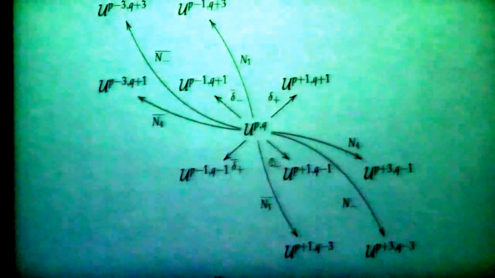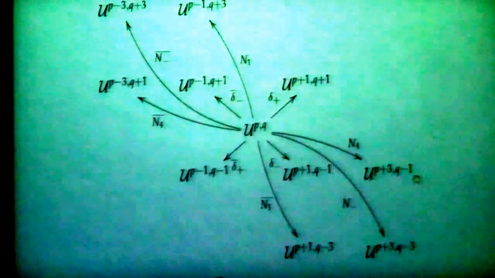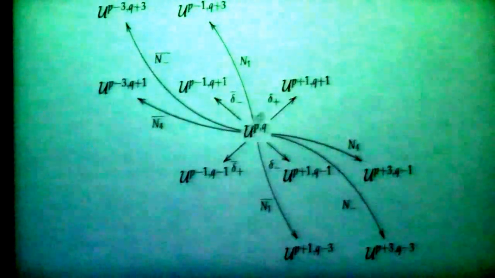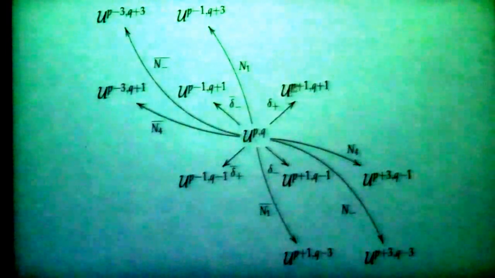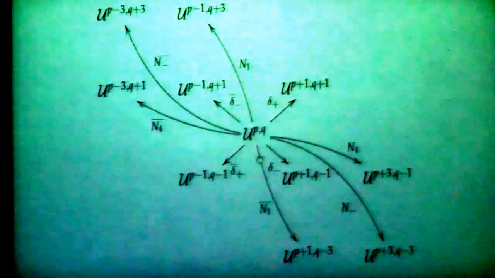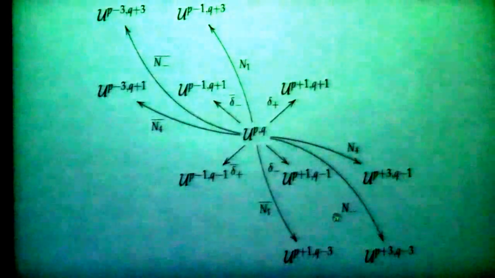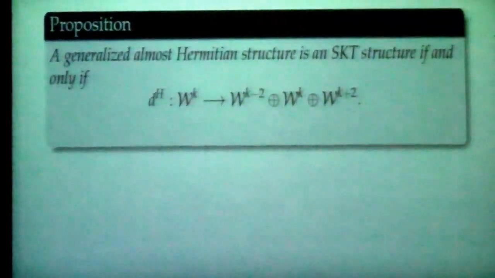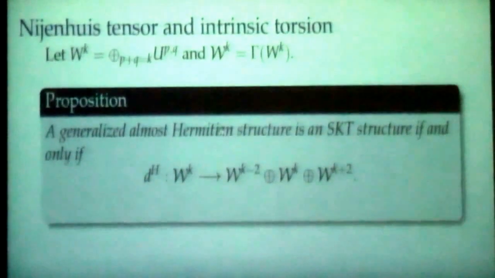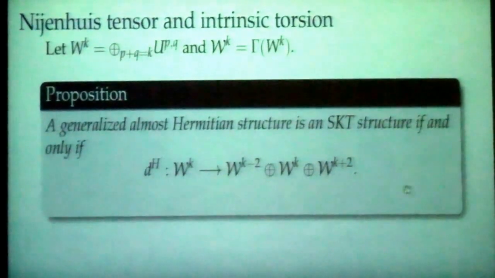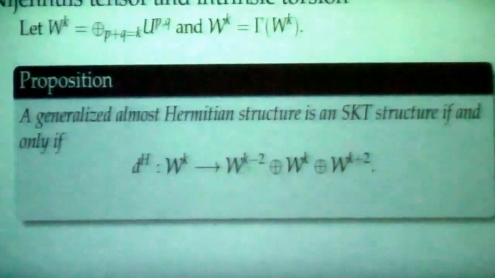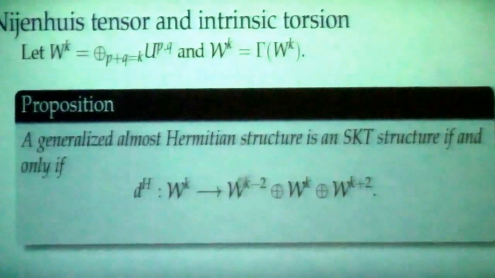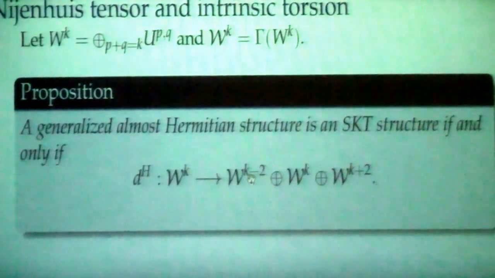So when I look at this, I see the DH, even though it's looking very complicated, it's picking something here and it's only mapping either one up in the diagonal or one down in the diagonal or into the diagonal itself. So DH has only 3 components in terms of the natural decomposition of forms. So that's what you get here. So my W's are just the sums over p plus q equals a constant. So they are the diagonals of my decomposition. And a generalized almost Hermitian structure is an SKT if and only if DH only maps either up or keeps the diagonal or maps down the diagonal. So that's an equivalent description of an SKT structure.